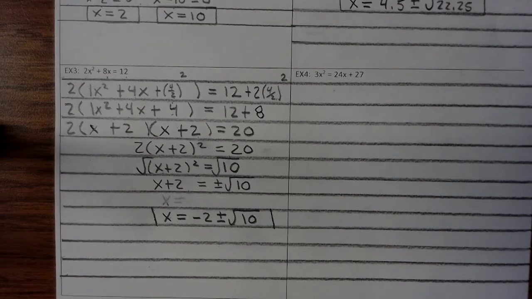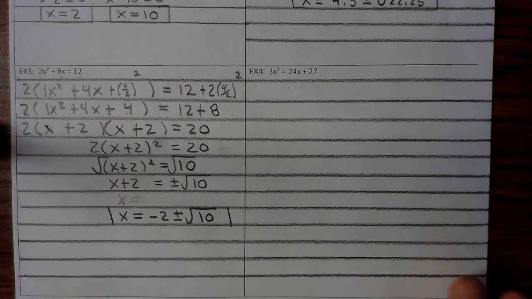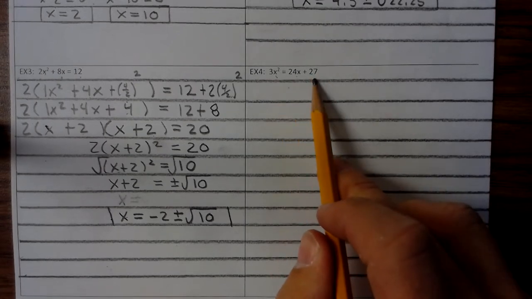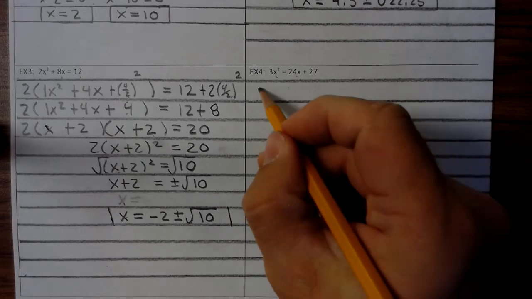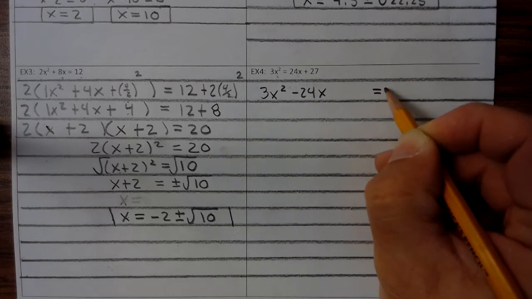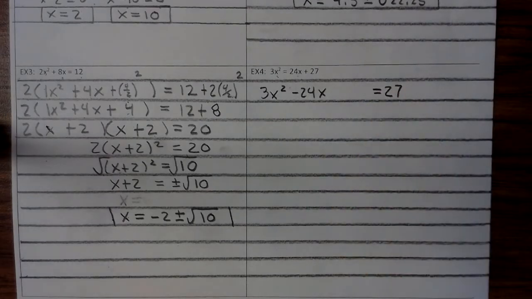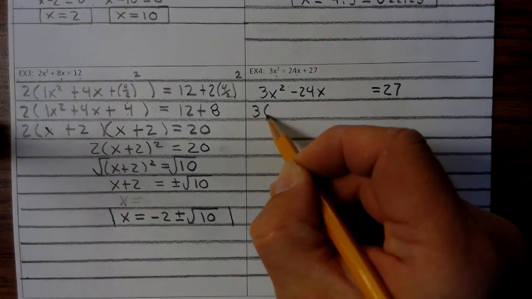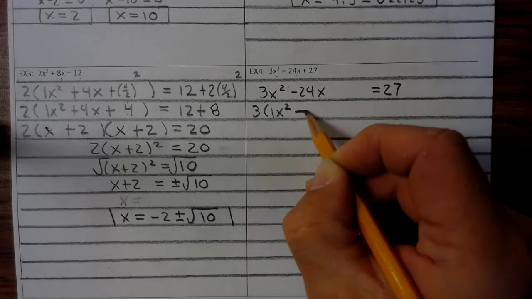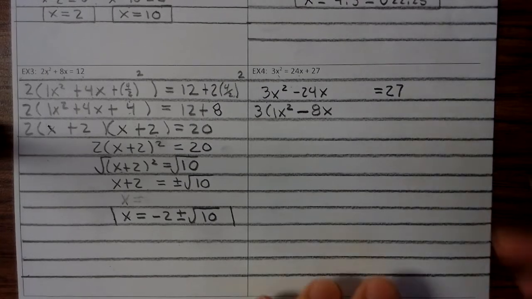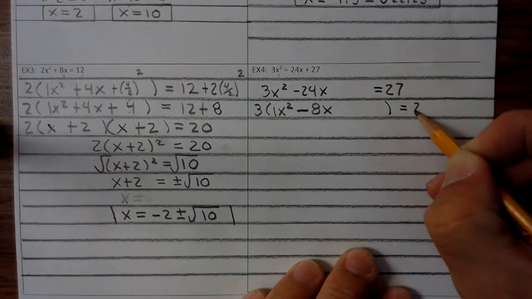So go ahead and finish up example 3. All right, let's take a look at example 4. Okay. Now here, in order to complete the square, we need the x squared and the x on the same side, and we're going to leave the 27 on the right. So we're going to subtract 24x from both sides. So that's 3x squared minus 24x equals 27. Remember, we want to leave space for completing the square. Just like in example 3, we want to divide both of these by 3. So that leaves 3 times 1x squared, because 3 divided by 3 is 1, minus 8x, because 24 divided by 3 is 8. Again, leaving space for completing the square.